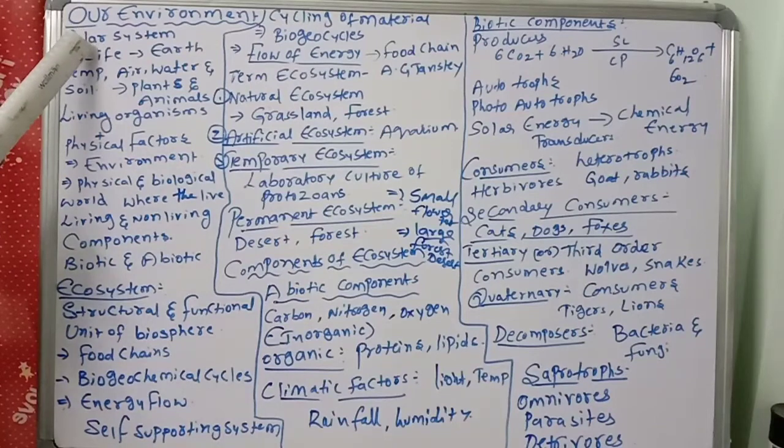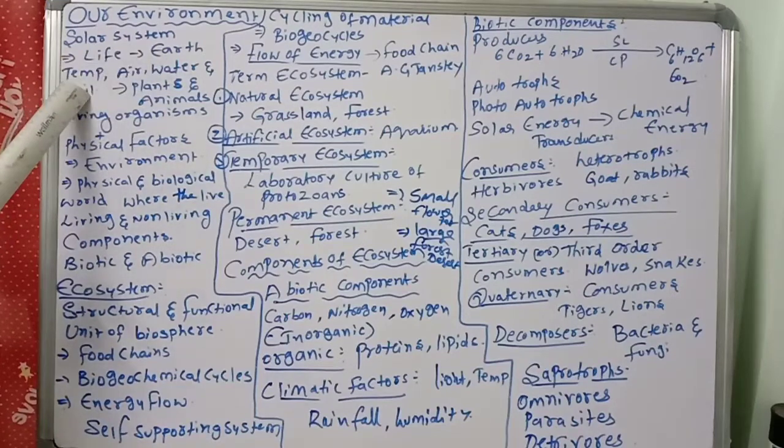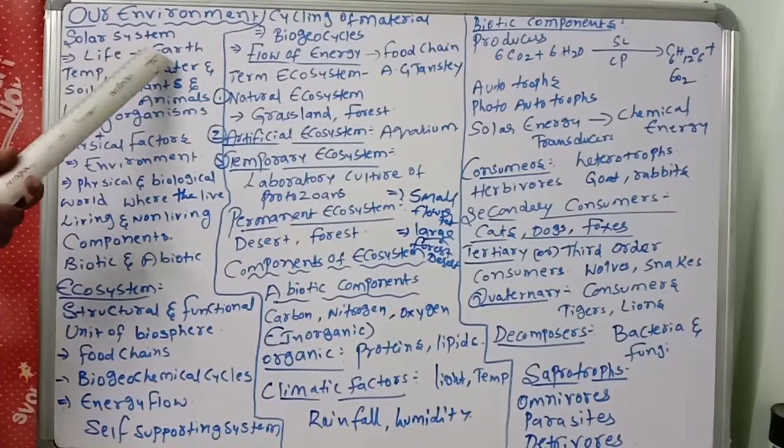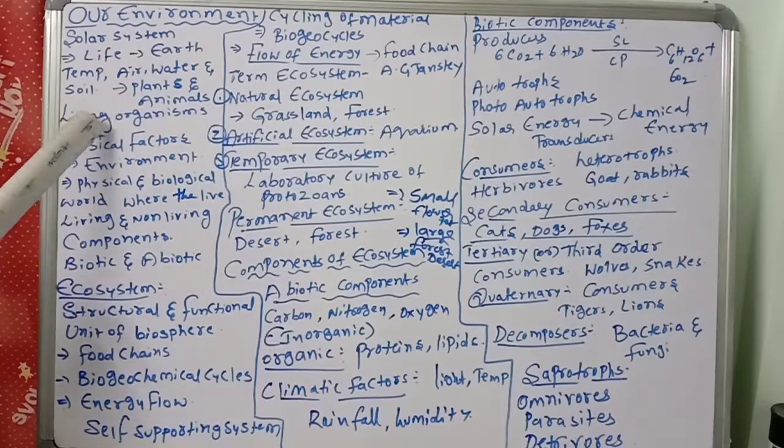What we discussed: the environment consists of the solar system. In the solar system, life is there only on the earth, because of light, temperature, air, water and soil, like plants and animals. Living organisms and physical factors together are called the environment. The physical and biological world where they live is called the environment. Living and non-living components, biotic and abiotic components, are there in the environment. Ecosystem is the structural and functional unit of the biosphere. There will be food chains, biogeochemical cycles, and energy flow. A self-supporting system is there because of all these reactions in the ecosystem.